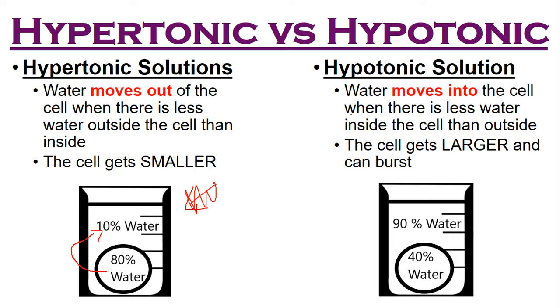So if we look at the other type of solution, it's called a hypotonic solution. This is when water moves into the cell when there's less water in the cell than outside the cell. When this happens, the cell will get larger. And sometimes it just keeps happening and the cell just bursts. And this is really bad in the medical field.